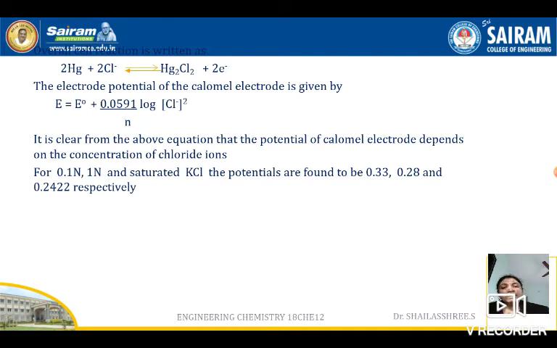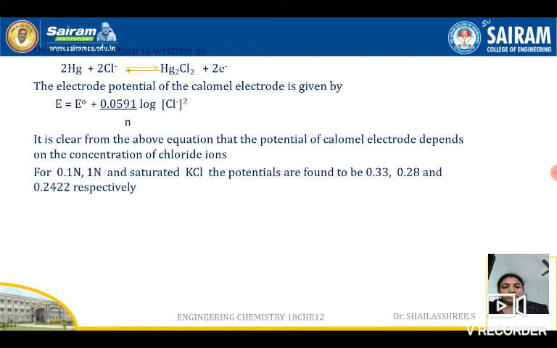Okay, so it is clear from the above equation that the potential of the calomel electrode depends on the concentration of the chloride ions. I told you we are using three different types of KCl solutions in the electrode. Which solutions are used? 0.1 normal, 1 normal and saturated.